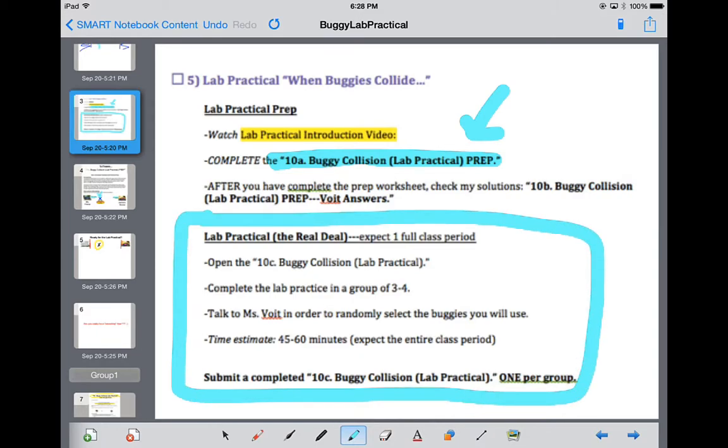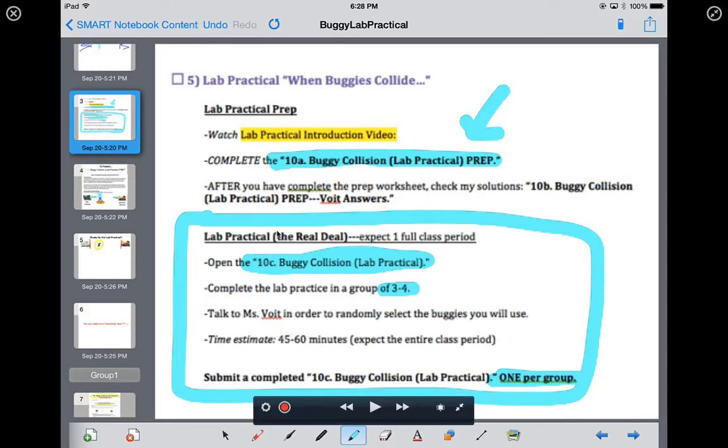Your lab practical is the real deal, and it's going to be 10C. So for 10C from the handouts, you're going to get into a group of 3 to 4 people that are at the same point as you. It's probably going to take about a full hour, a full class period, to work on this. The idea then is that you will turn in one of these worksheets, one per group, and that will be the determining factor as to what your group's grade will be.